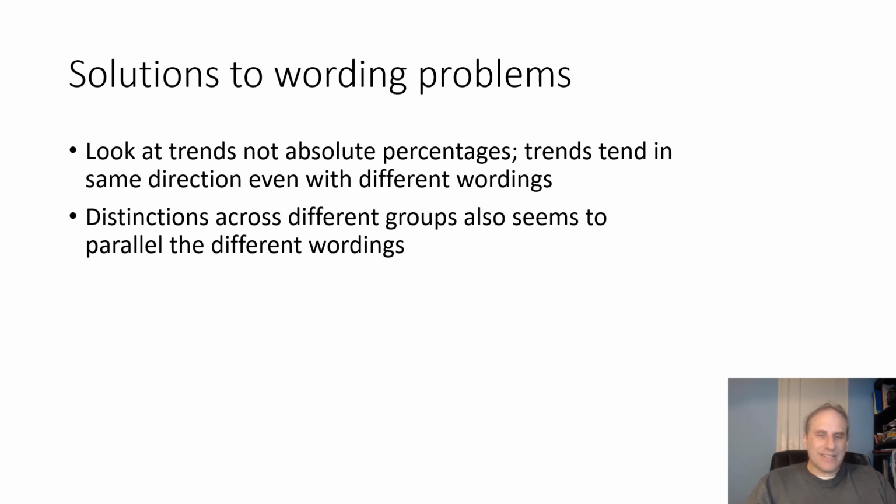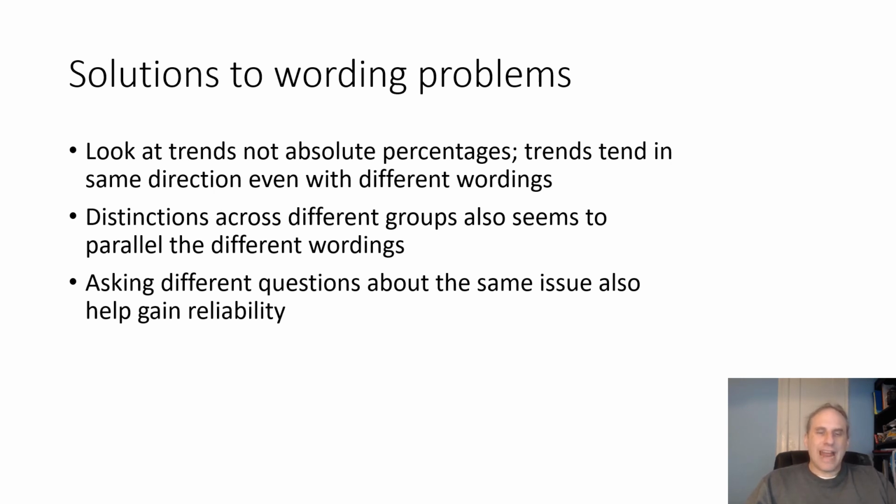And distinctions across different groups also seem to parallel the different wordings. So as long as you're trying to understand whether older people versus young people are less or more supportive of whatever policy issue, the absolute percentage may not matter, but the fact that old people are twice as likely to answer yes is still a significant difference. And you can see that even if the exact percentage isn't as important.